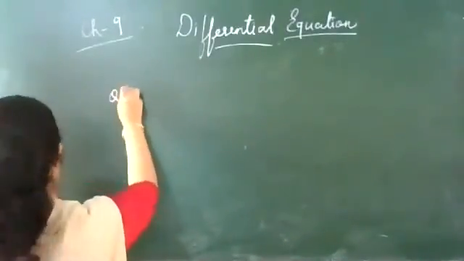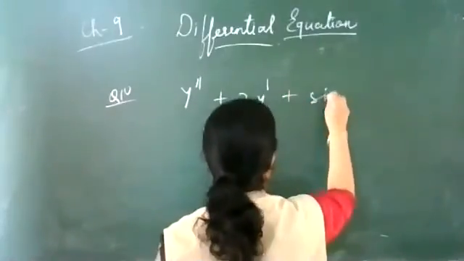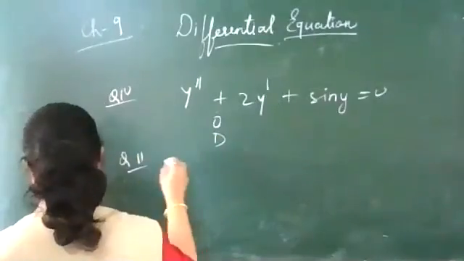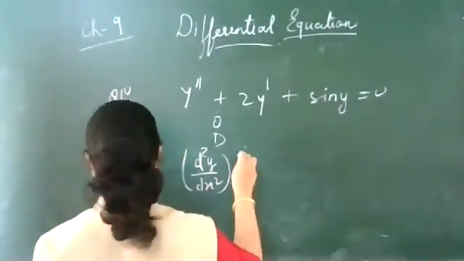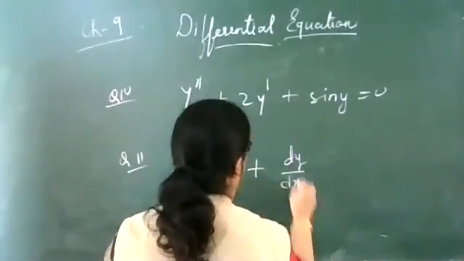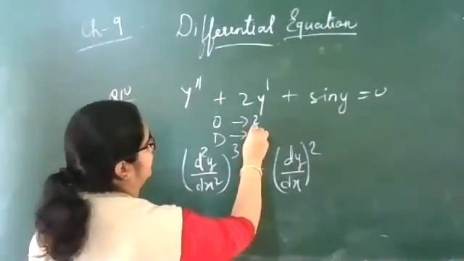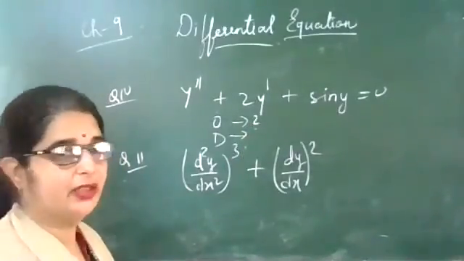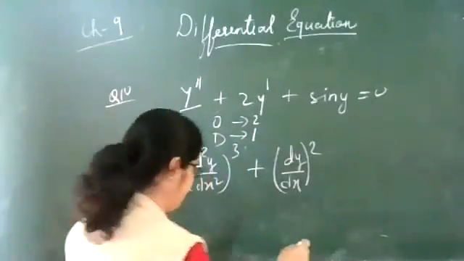Number 10. y double dash plus 2y dash plus sin y is equal to 0. Now tell me the order and degree. Yes, who will tell? Nachiketa. Order is 2 and degree is 1. Now tell me for this.